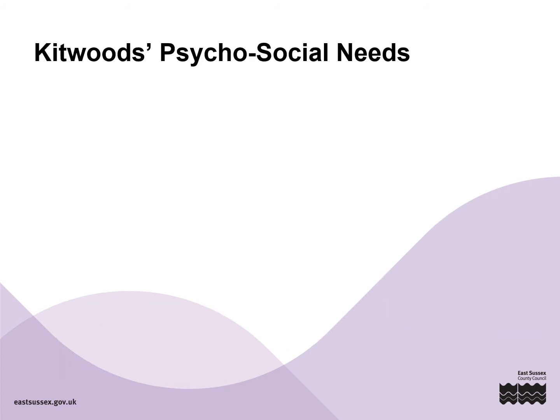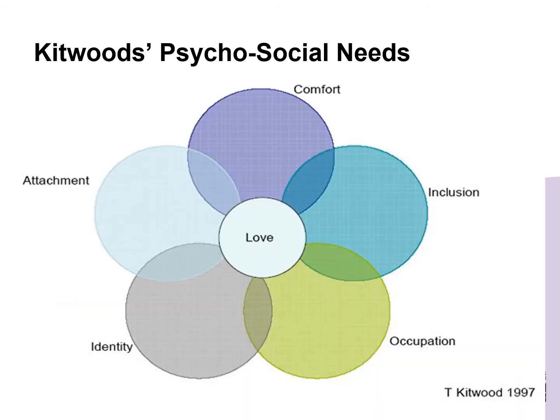Kitwood's psychosocial needs. Kitwood's work focused on the psychosocial needs of people, and he highlighted 6 needs which are particularly important to those living with dementia. These needs are closely interconnected and all revolve around the central need of love in the middle. Kitwood believes that these needs require nurturing in order for the person to thrive, and because they are interconnected, if one need is not met, it will feed negatively into the other needs.